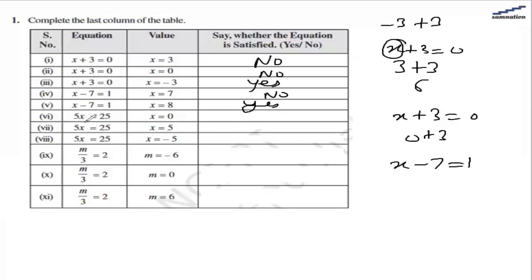For the sixth part, we have 5x is equal to 25, and we are asked to find out whether the value x equal to 0 satisfies the equation or not. So when we replace x with 0, on the left hand side we get 5 multiplied by 0, which is 0, and which of course is not equal to 25. So this equation is not satisfied.